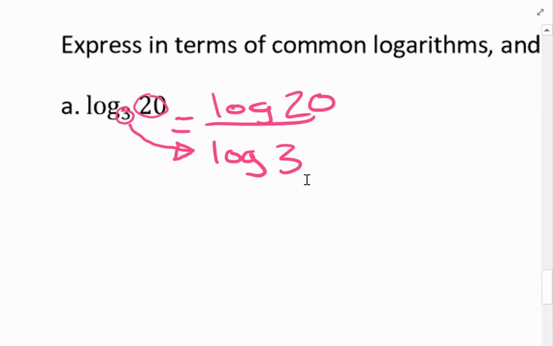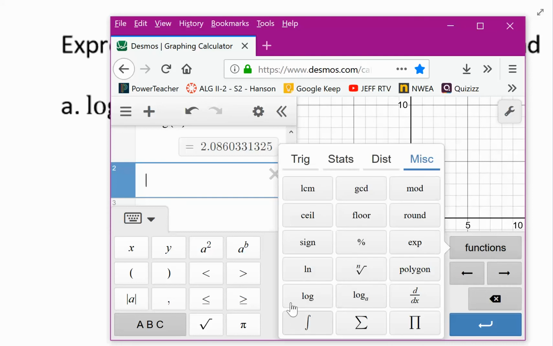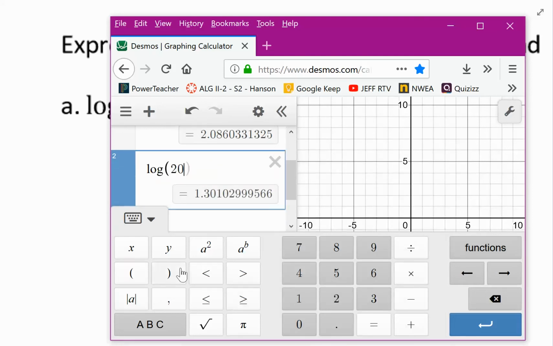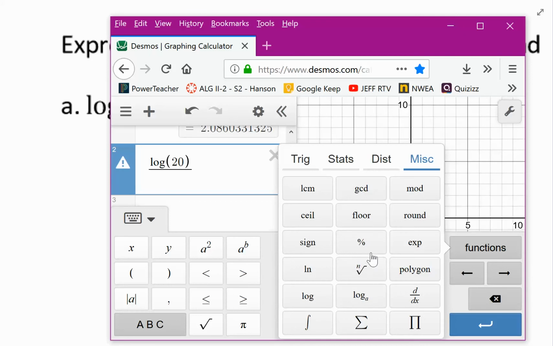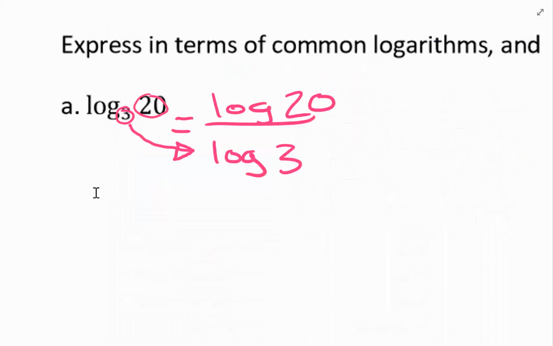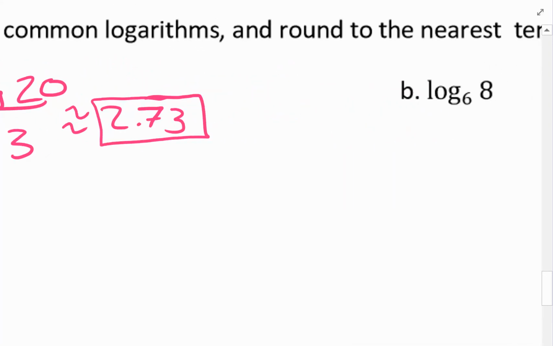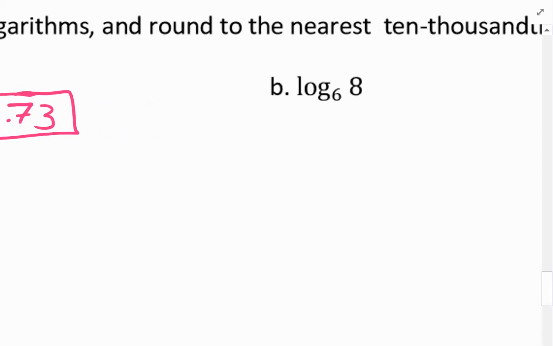Let's find it. Log 20 divided by log 3 in the calculator. Functions, log 20 divided by functions, log 3. So it's 2.72, and the 6 makes us round it to 2.73. This is approximately 2.73. It's important to have the wavy equal sign. If you put a regular equal sign, it's actually incorrect. I probably wouldn't count off for it, but no promises.